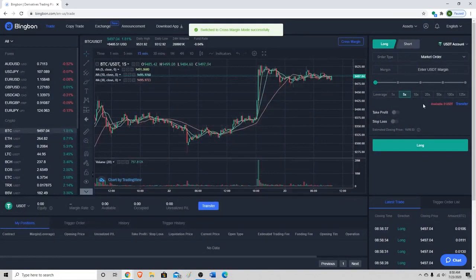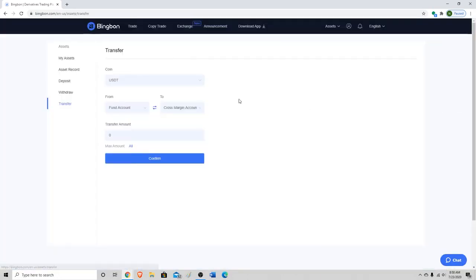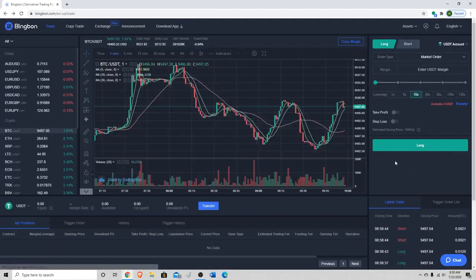Okay. I don't have any in my cross margin account right now, so I can transfer. But this is a test account, so it won't let me. I can market order or trigger order. Okay. I can do a virtual account, which I'd have to transfer as well. So you can do paper trading on here.